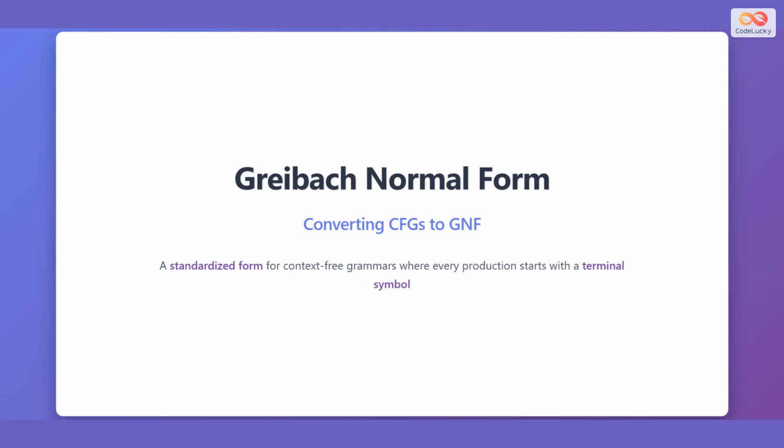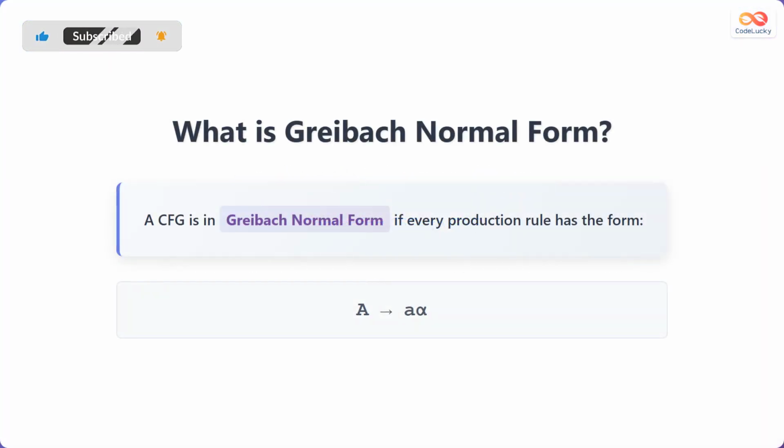Let's explore Greibach Normal Form, often abbreviated as GNF. This is a standardized form for context-free grammars where every production starts with a terminal symbol. A context-free grammar, or CFG, is said to be in Greibach Normal Form if every production rule is in a specific format. This format is represented as A derives a alpha.